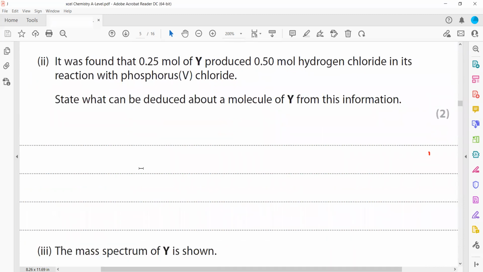It was found that 0.25 moles of Y produces 0.5 moles of hydrogen chloride when it reacts with PCl5. State what can be deduced about the molecule of Y. So first, we had the alkene, C2H4. We added potassium manganate(VII), so it will produce a diol. As a result, diol is produced.